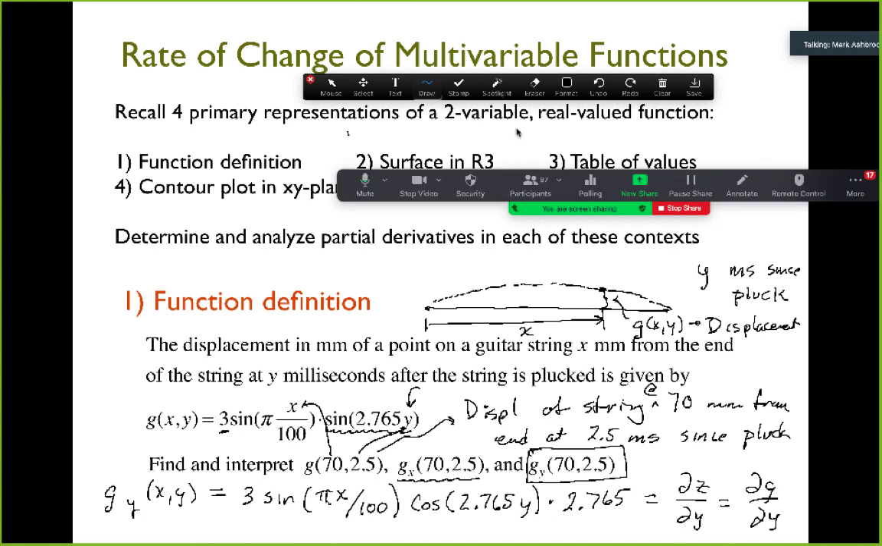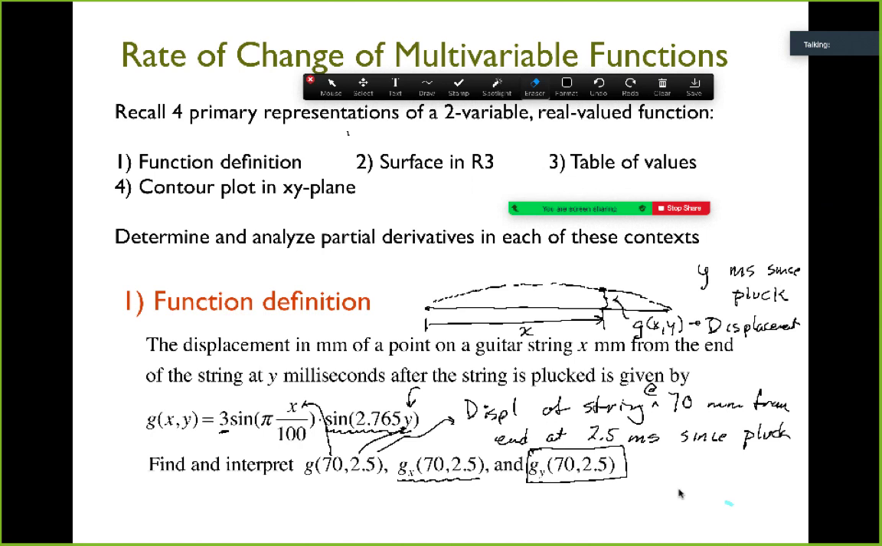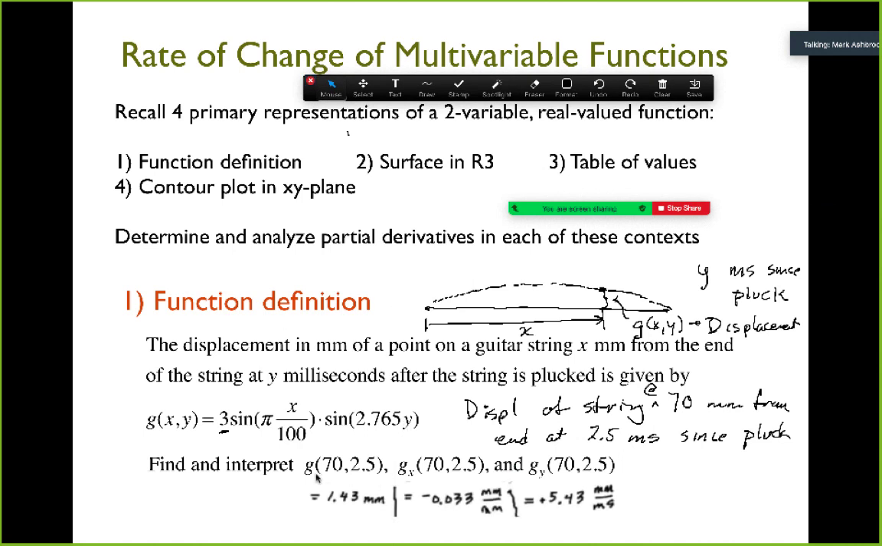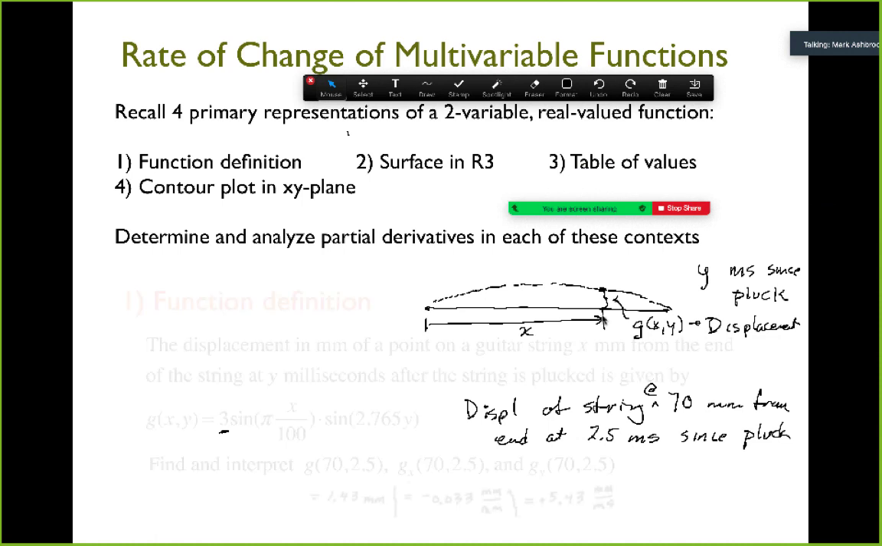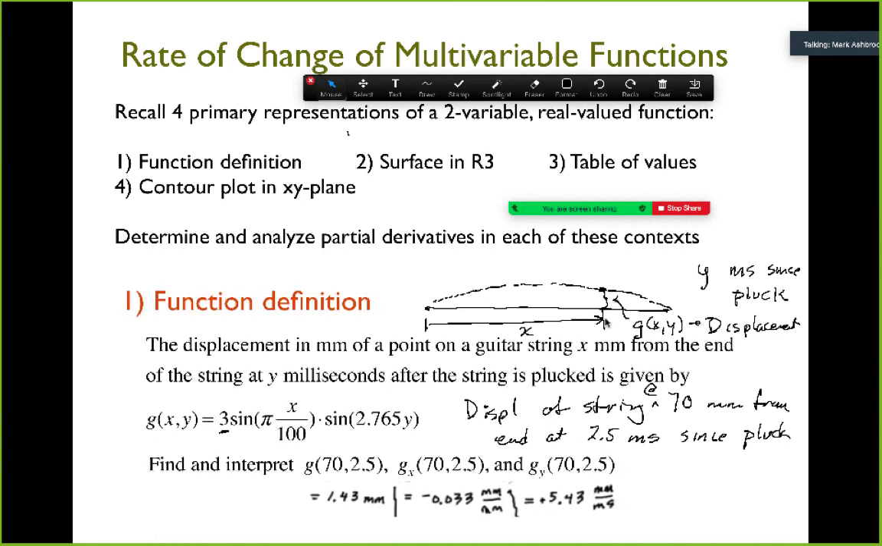Okay, that's important, but maybe more important is interpreting these things. So I'm going to show you what the values are. Had we actually calculated those, we would have gotten these numbers. The value of the function, 1.43 millimeters, that's the displacement. So at 70 millimeters from the end of the string, at 2.5 milliseconds, that displacement right there, that little distance, is our 1.43 millimeters.